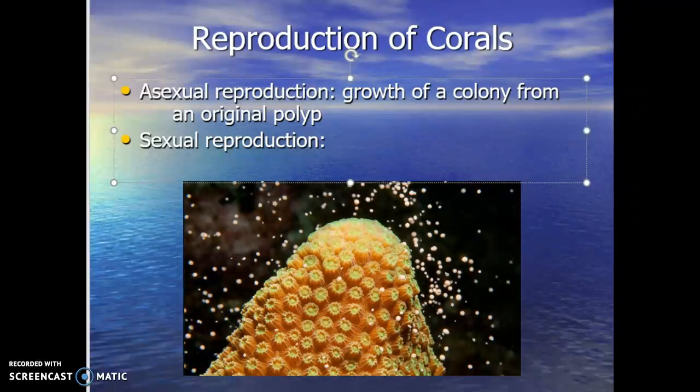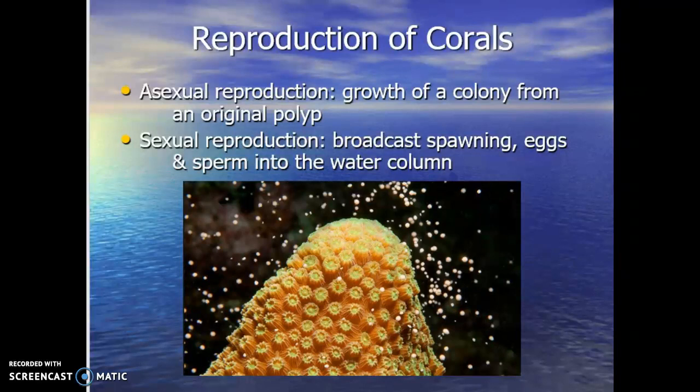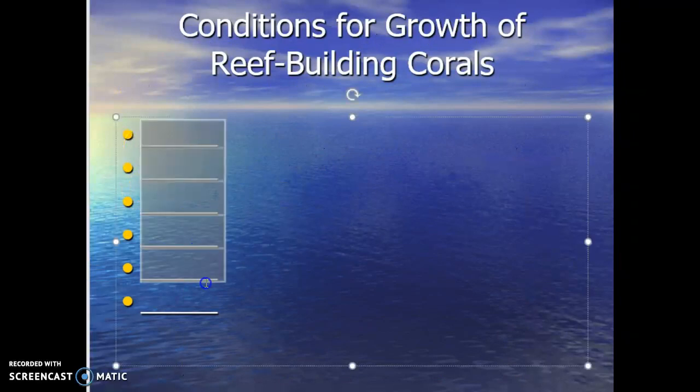Sexual reproduction is broadcast spawning. Eggs and sperm into the water column. And hopefully fertilization takes place. And then that little planula that will form will drift around in the water. It'll move, it'll drift, and eventually it'll settle. The key is it needs to settle on a hard substrate in order for it to develop. If you don't have a hard substrate, you're not developing your reef.